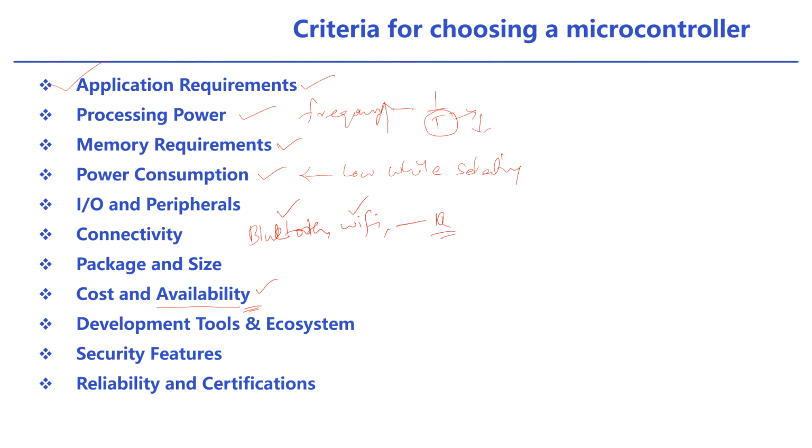And development tools and ecosystem. What are the IDE tools? Whether integrated development environment tools are available to efficiently implement your application. And is there any ecosystem support if there is any issue in the IDE? So these we need to verify. We need to consider these while selecting our controller.